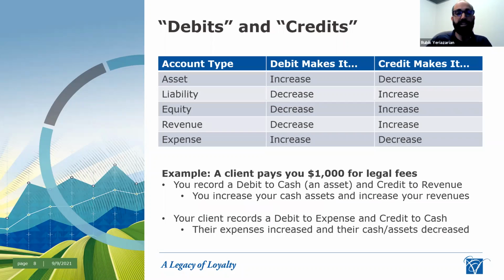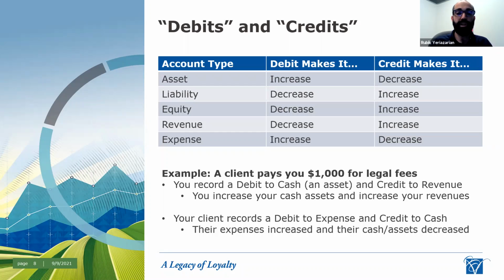With debits and credits, I mentioned earlier that a debit can make certain account types go up and certain types go down. So in any journal entry, you can't just have debits or just have credits. An easy example is if a client pays you $1,000 for legal fees, then you are making the following entry.